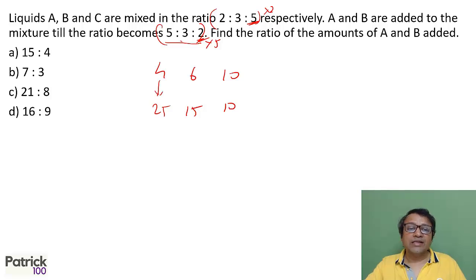So how much of liquid A is added? 21. How much of liquid B is added? 9. So 21:9, or you get 7:3. B option.